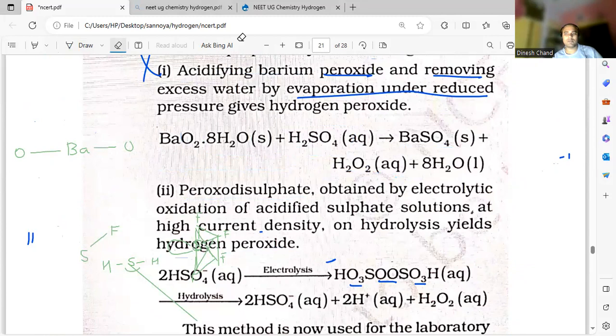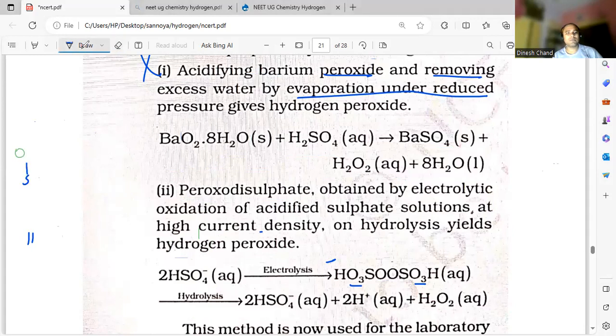I was asking you to draw the structure of peroxodisulfate, but you did not draw it. This type of problem can be asked.